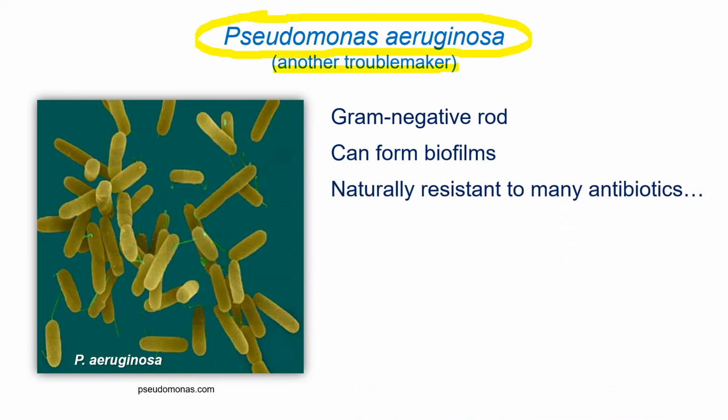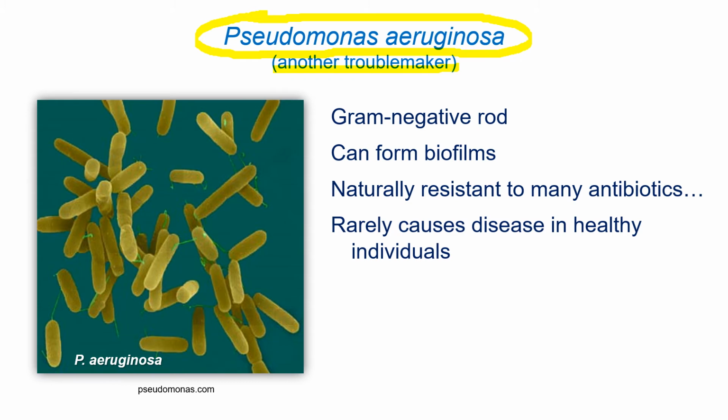So what else can we say about Pseudomonas is that it's naturally resistant to a lot of antibiotics. For some reason, it seems to have the ability to just be naturally resistant. It's got an extra tight membrane, it's got extra efflux pumps, things like that that help it to resist a lot of drugs.